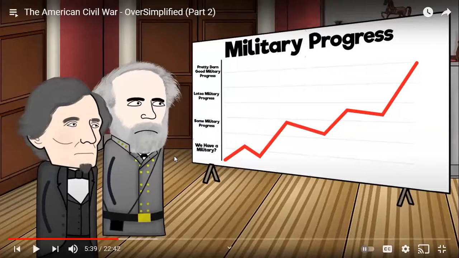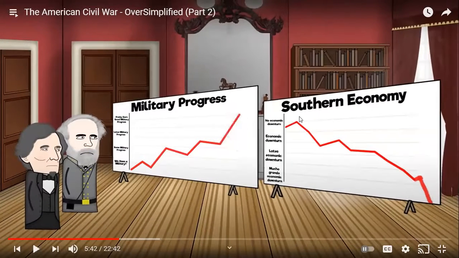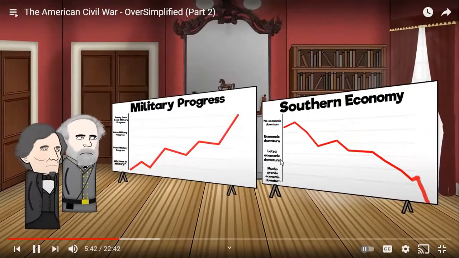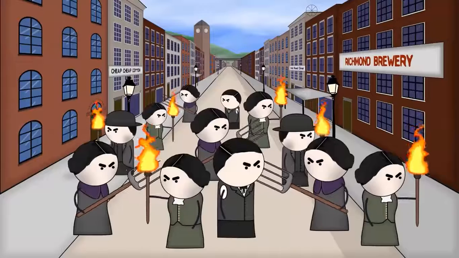Okay, let's read this. We have some military progress, a lot of military progress, pretty darn good military progress. But as the war kept going, the Confederate economy was terrible. No economic downturn, lots of economic downturn. Mucho grande economic downturn. The economy was crumbling. Yep. Riots broke out in the streets of Richmond as the price of bread skyrocketed.